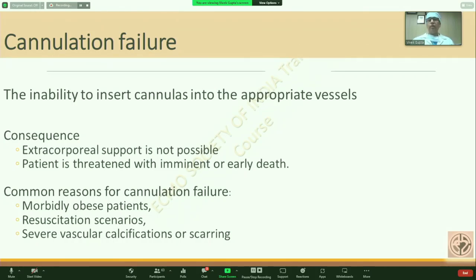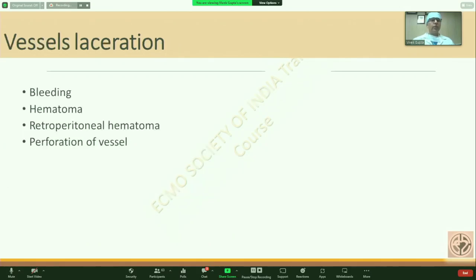The common reasons why we get cannulation failure: sometimes the patient is very obese and we are not able to get access. Or when we are doing CPR, because a lot of movement is in progress, you may not achieve the access. Or the patient has some vascular calcifications or peripheral vascular disease or scarring over the body, so that it is difficult for you to achieve the cannulation.